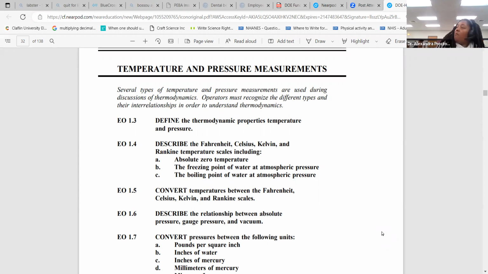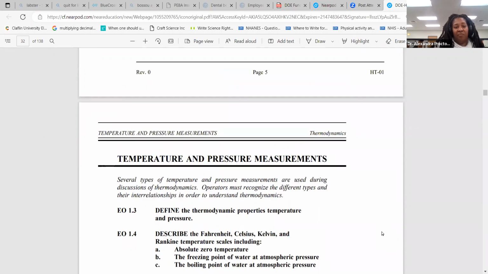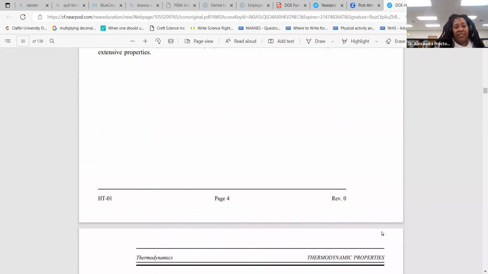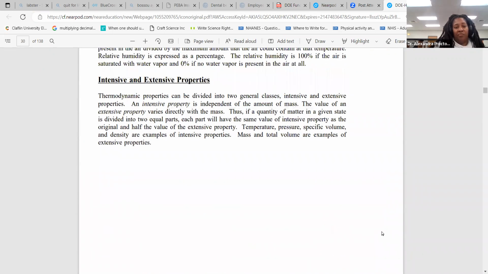What kind of properties? Intensive or extensive? You asking, are they? Which one are they? Oh. Intensive or extensive? Oh. Back. Remember, they say temperature, pressure, specific volume, density, those are intensive.